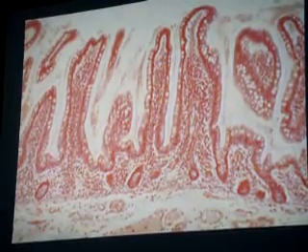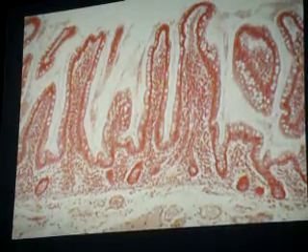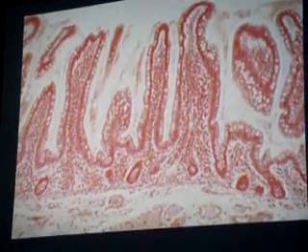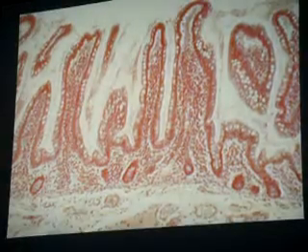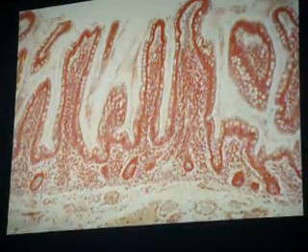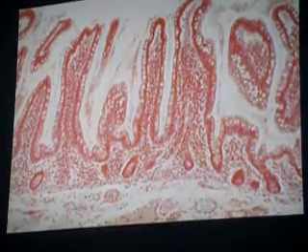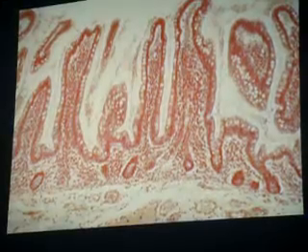So remember, when simple squamous epithelium lines your blood vessels and your heart, it is called what? Endothelium. But if it lines body surfaces like your parietal pleura, peritoneum, pericardium, it is called what? Mesothelium. But both linings are what? Simple squamous epithelium. When you are asked to identify, you write endothelium or mesothelium. When asked to classify, simple squamous epithelium.